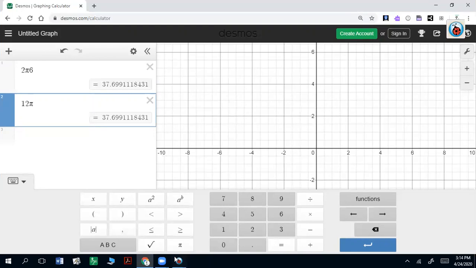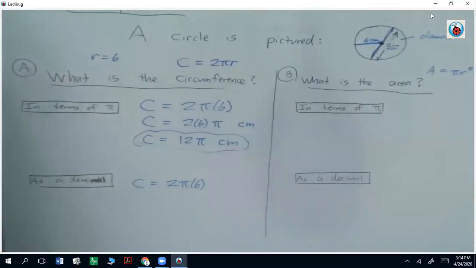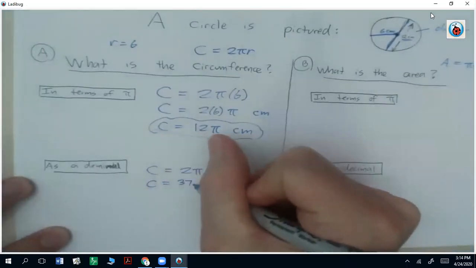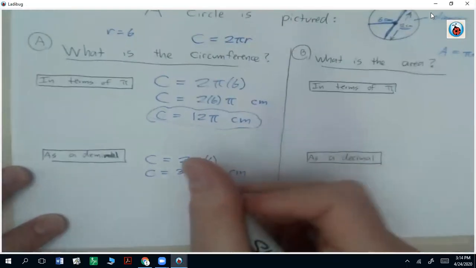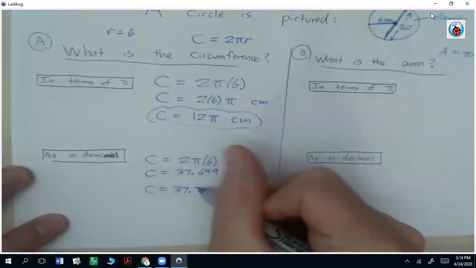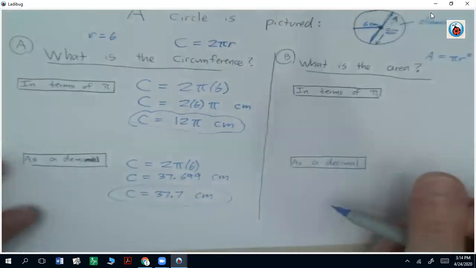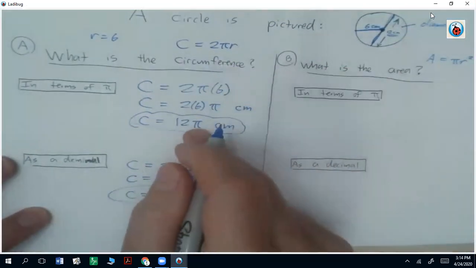So we are going to write, in this problem, 37.699. It doesn't say how to round it. But if I were rounding this, I would round that 6 up to a 7. So I'd say the circumference is about 37.7 centimeters. So those are equivalent numbers. One's an approximation and one's exact, with pi not calculated.